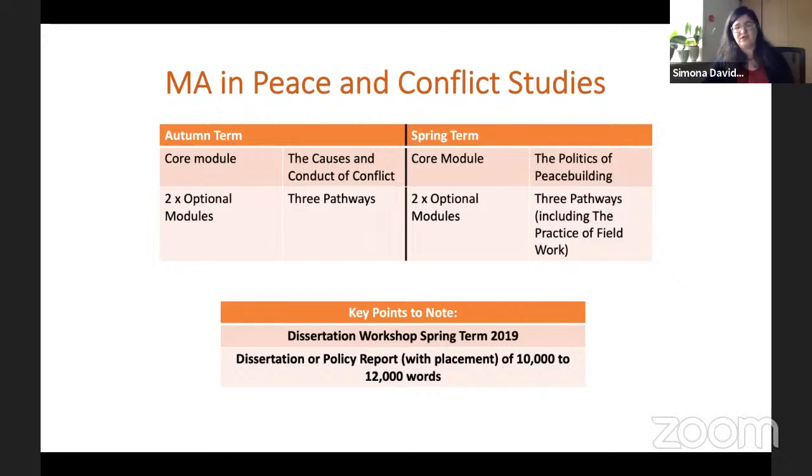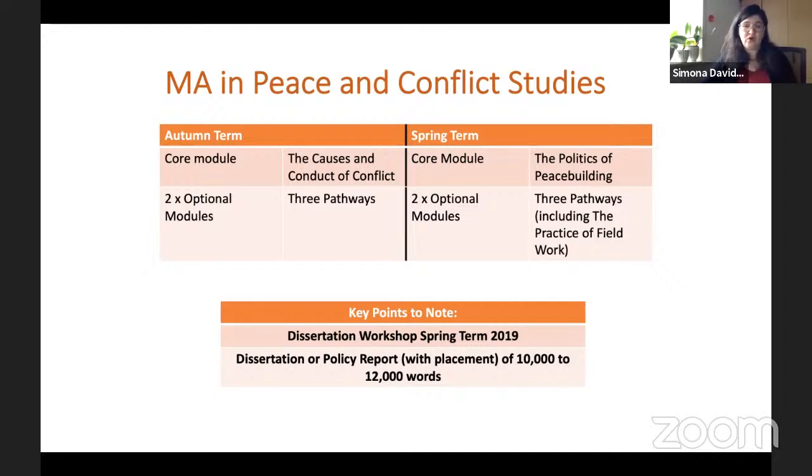We teach over the autumn and spring terms in the year, and most of our programs would have a combination of core modules and optionals. In terms of the course for the MA in peace and conflict studies, we have a range of modules which cater specifically to the main aim of this program, which is to introduce students to war and conflict as concepts, and also to learn about peace. So our core modules are designed to do that, to introduce you to the theoretical context, with modules on the causes and conduct of conflict and politics of peace building in the spring term.